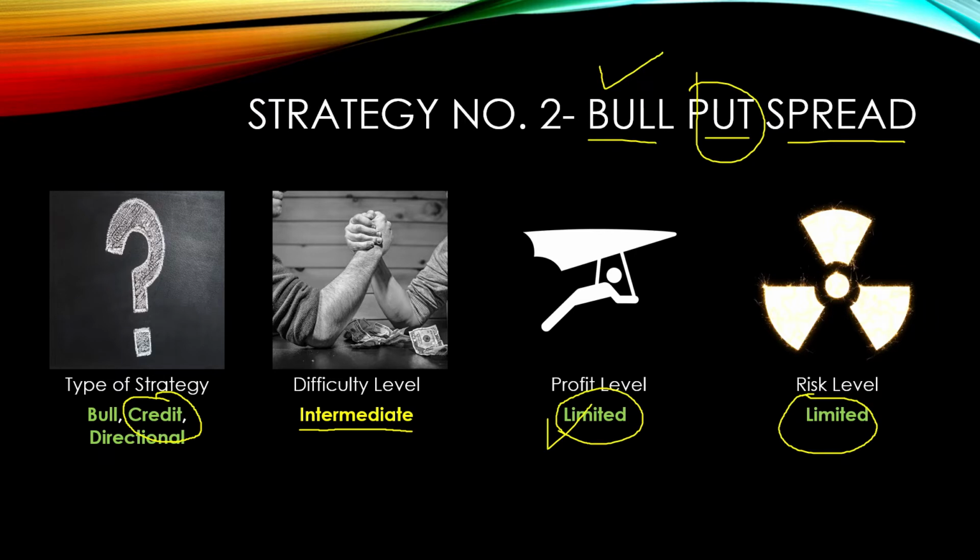We will find out when we discuss the details of this strategy: we sell options, and in order to hedge that position we buy some options. So in that context the risk level is also limited. But the important point to note is that the risk reward ratio in this strategy will not thrill many traders compared to the bull call strategy. The risk reward ratio is not as good as the bull call spread.